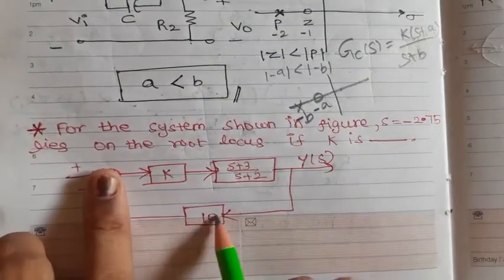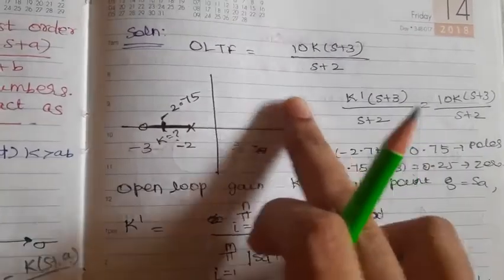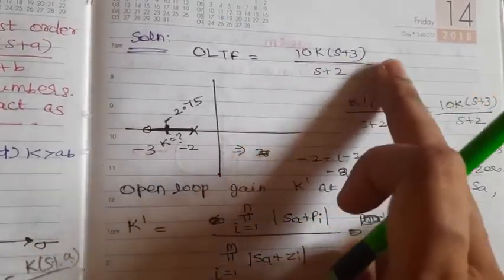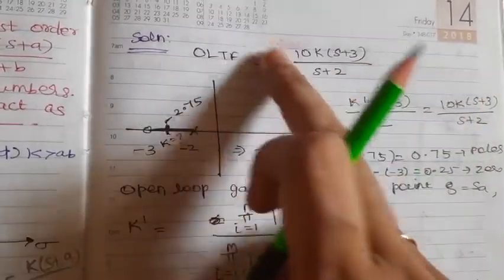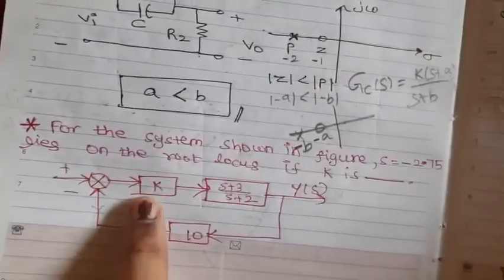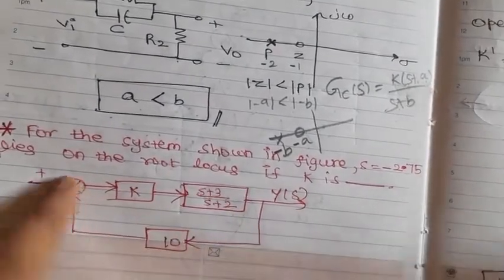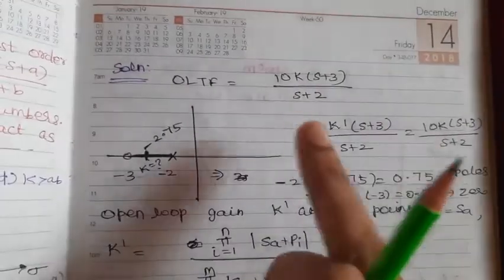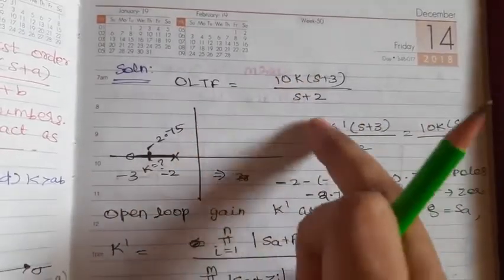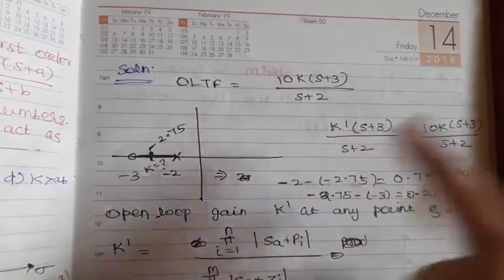If it is not there, it means 10 into K divided by S into all multiplication. See, what is the open loop transfer function? 10K into (S plus 3) by (S plus 2), right? So we need to find out this K value. Now what is the K value? Here 10K. We need to find out the 10K value. 10K can be written as K dash. In common we can write it as K dash into (S plus 3) by (S plus 2).